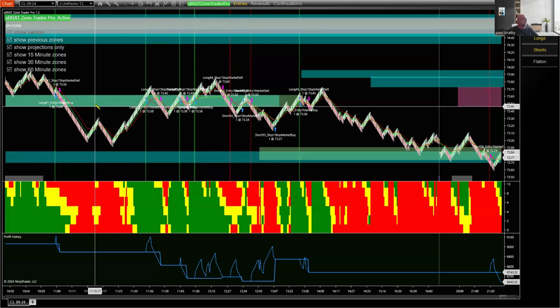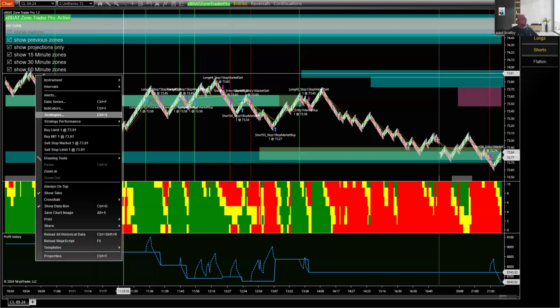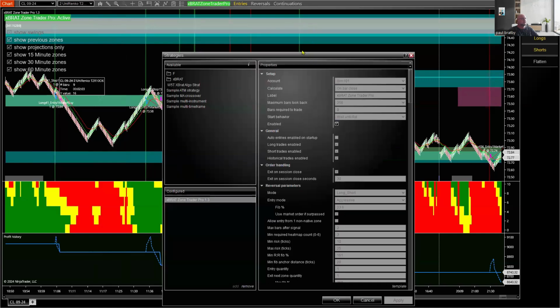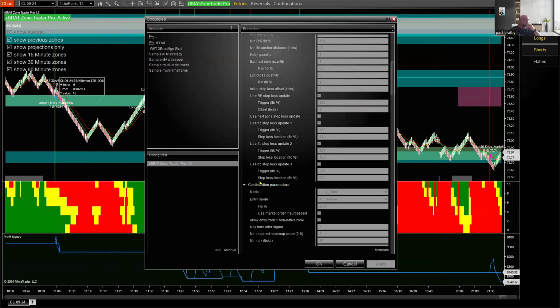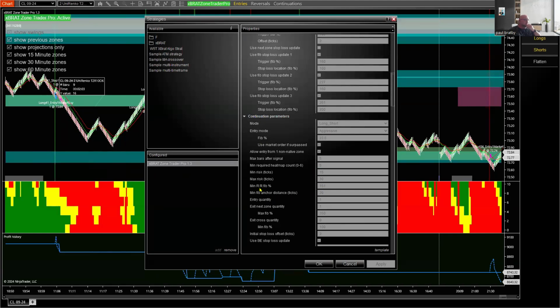But we can look at this now, and we can see that range is 16 ticks. But if I go into the back end here for the new edition, we can see for the reversals, minimum risk is 10. If we change that to 20, for example, that trade would not be taken because it's below the minimum risk. And for the continuation trade, we can see the minimum risk is 15.